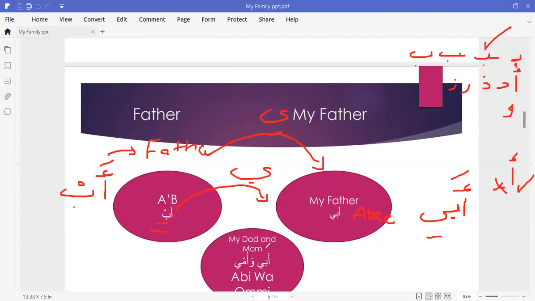My dad and mom, what does it become? We knew that my dad is abi. Okay, mom is ummi. But and goes for the letter wa. So if you want to say my dad and mom, it goes for abi wa ummi. So ab, father, my father is abi, and my dad and mom is abi wa ummi.